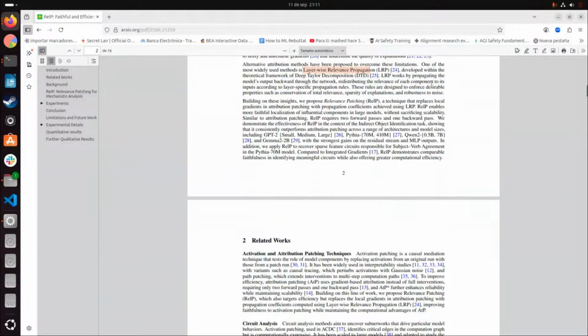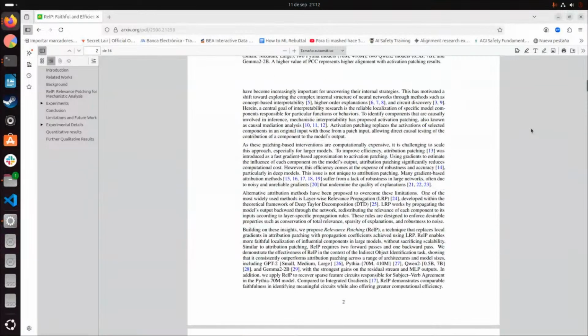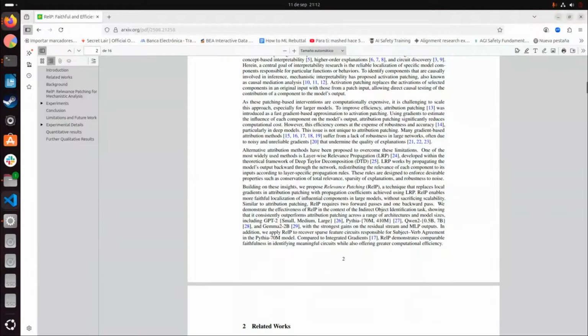Layer-wise. But it's also interesting because I didn't know about this layer-wise relevance propagation. I'm also just in the process of skimming this paper right now, but they have a little bit more on layer-wise relevance propagation in the related work, but not a ton.